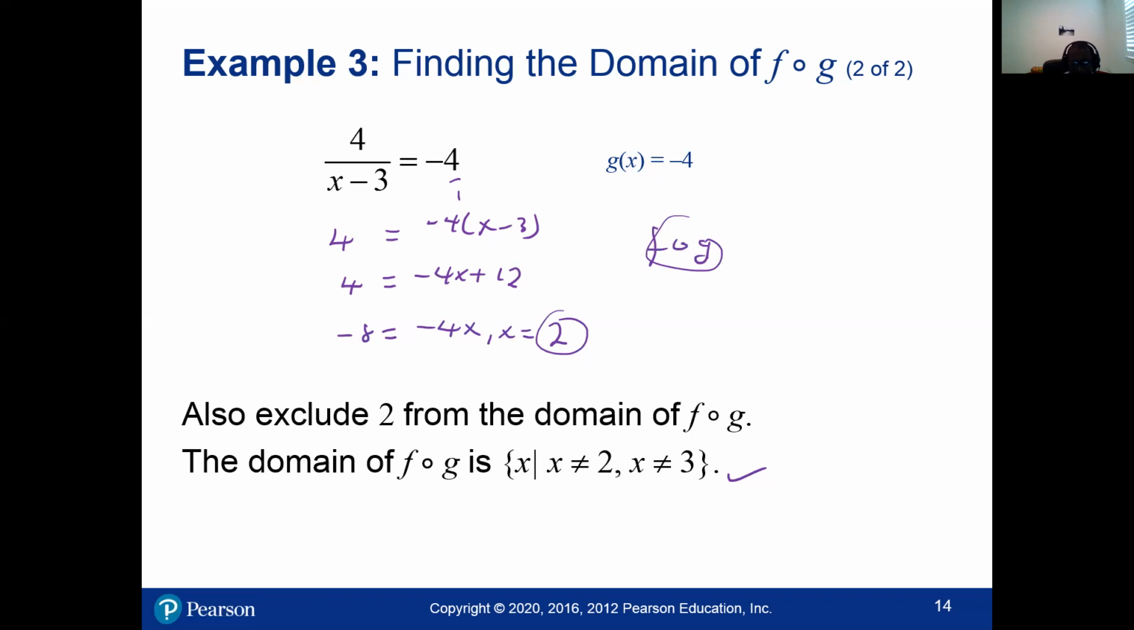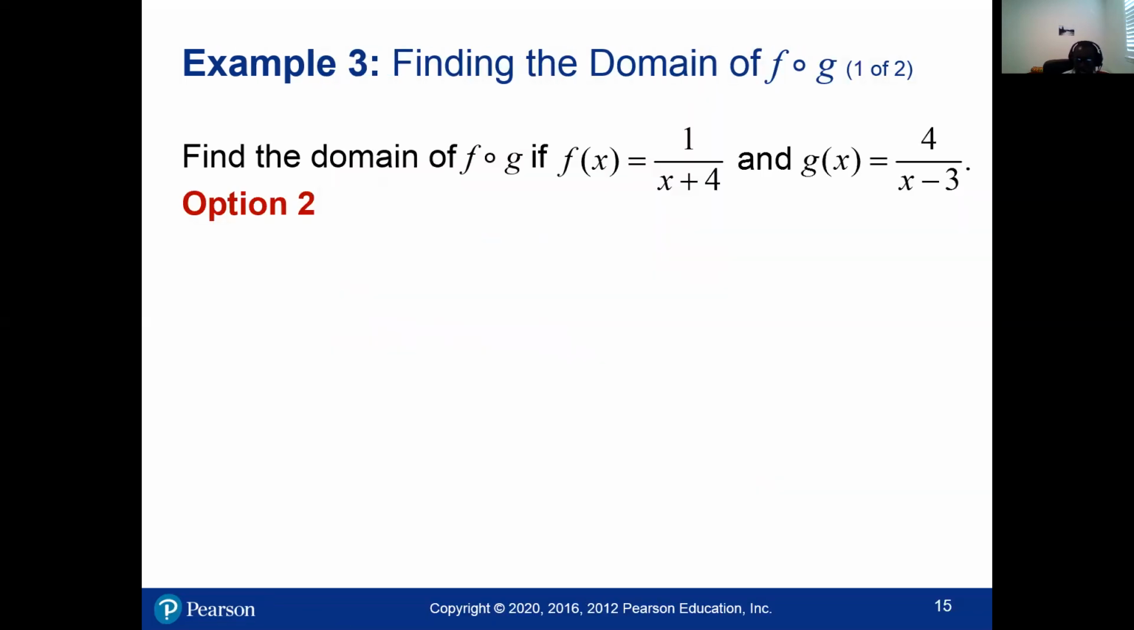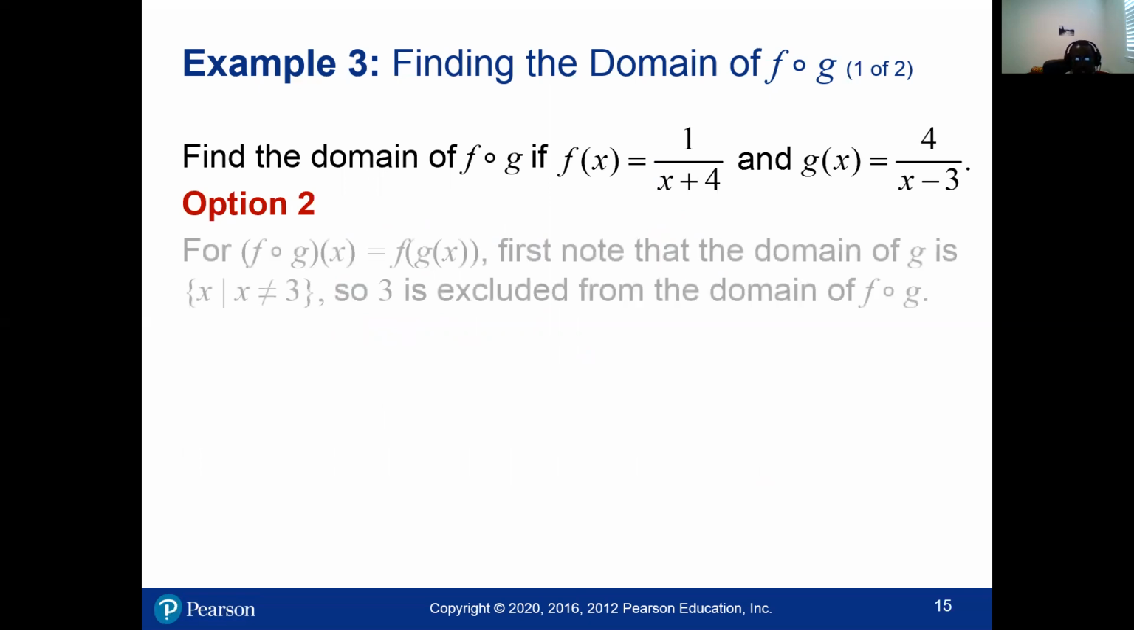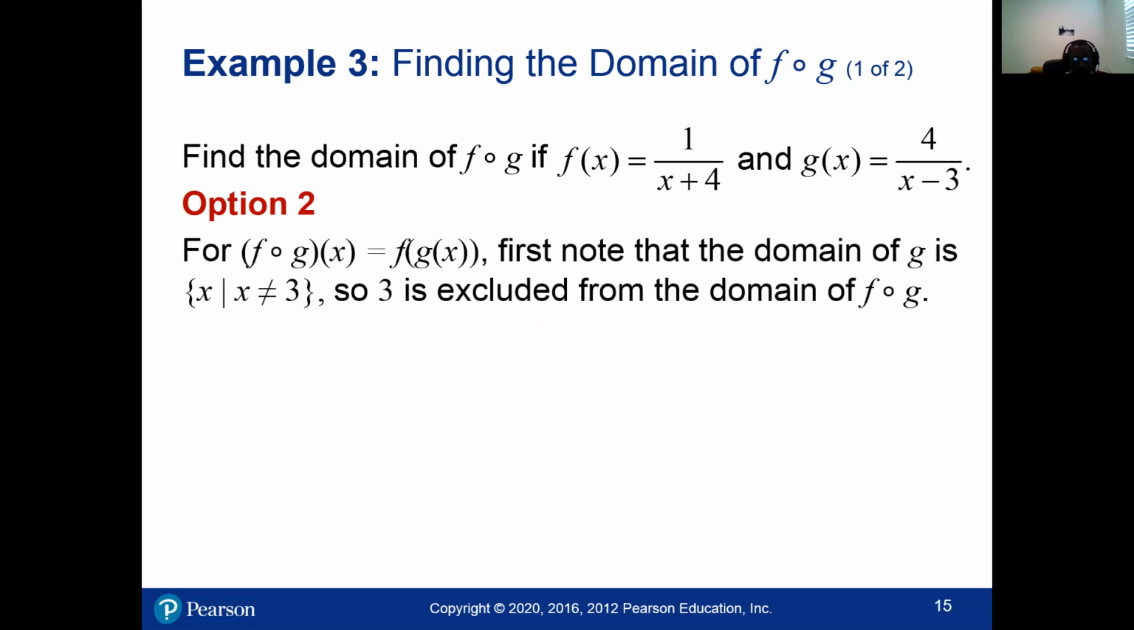The other approach is we know the domain of g, then we find the composite function, look at that composite function and consider the denominator. It cannot be divided by what? 0. So first, option 2, we want to find this function. So first thing, do that.